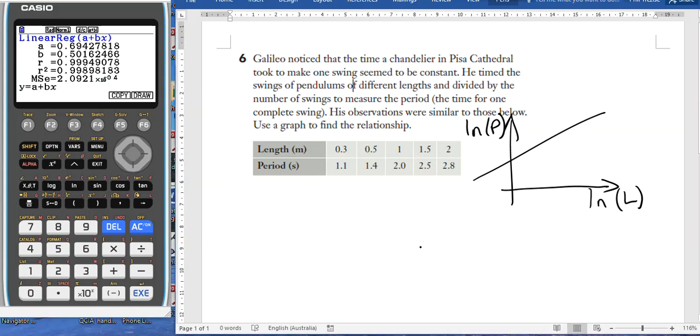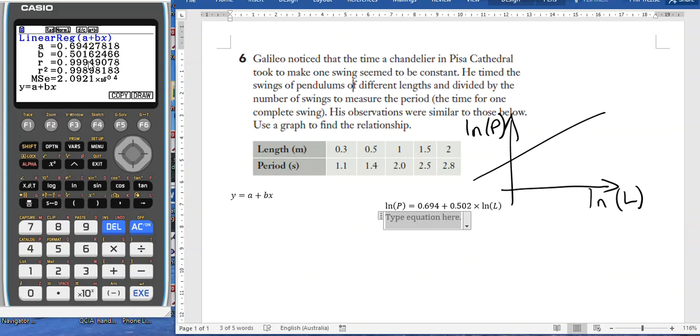Now, what do we do with these numbers? Well, our equation is of the form y equals A plus B times X. What was the y variable? Well, the y variable was actually the natural logarithm of P. A is the number 0.694, plus B is the number 0.502, and that was multiplied by the natural logarithm of L, because we had ln P for the y-axis and ln of length for the x-axis.